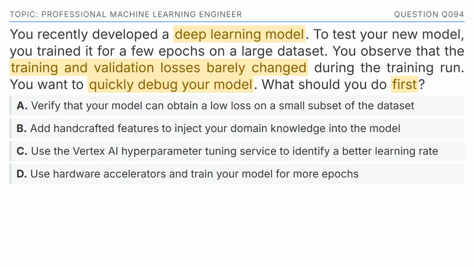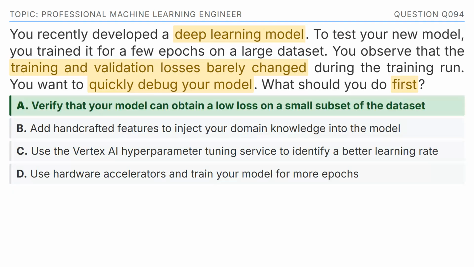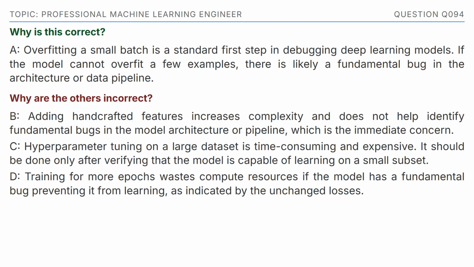To arrive at the correct answer, we focus on the keywords: deep learning model, training and validation losses barely changed, quickly debug your model, first. The correct answer is option A, verify that your model can obtain a low loss on a small subset of the dataset. Why is this correct?